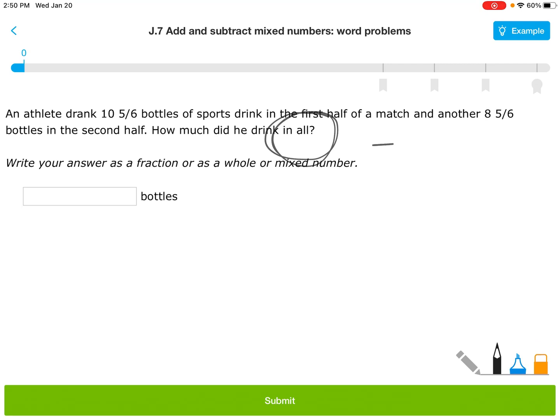See, this is why I like writing on Notability. It's so hard to write on IXL. Alright, so we are going to, sorry, I can't talk today.